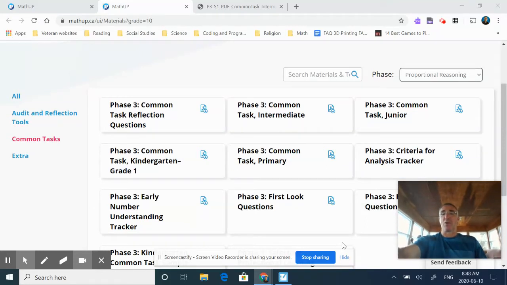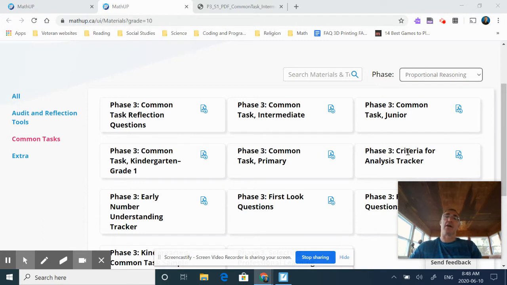Good morning, folks, and we are back for our Math Up Wednesdays. And again, we're looking at proportional reasoning, as you can see in the upper corner there. Last week, we looked at the junior common task. This week, we're going to go up a level and look at the intermediate common task.